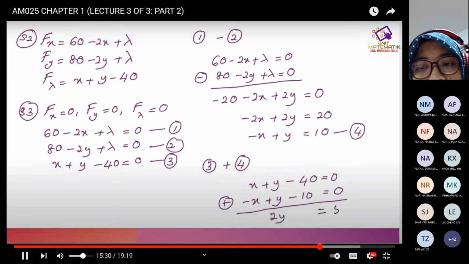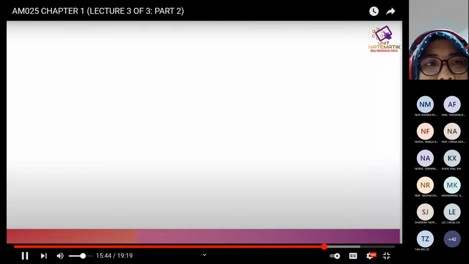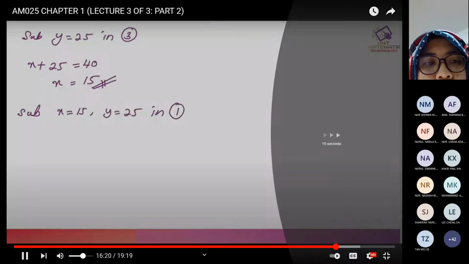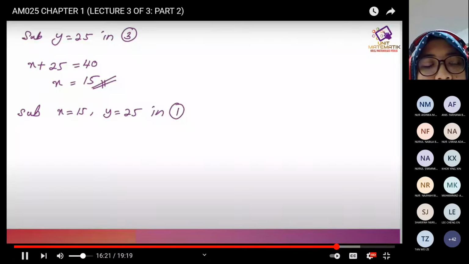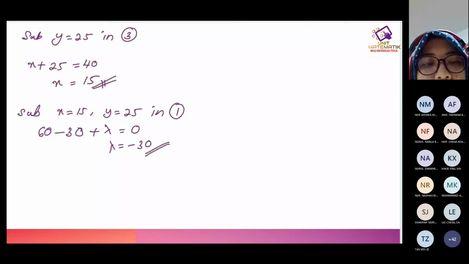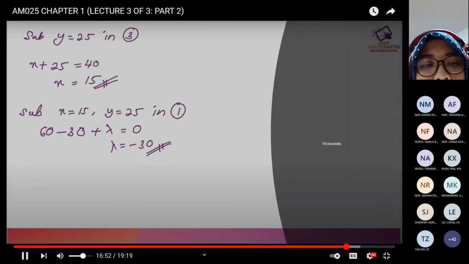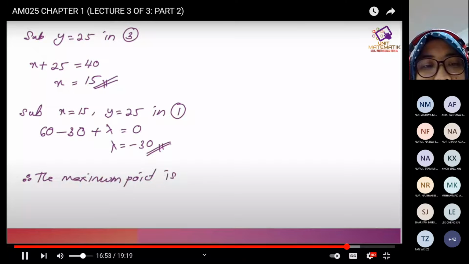Next, when y equal to 25, x. Next, find the point. All of these are finding the point, from equation 1. It is indeed long. The working is really long, okay? Substitute 1 into x. Next, we write the conclusion. x, y value.